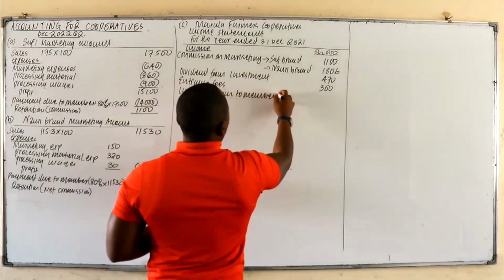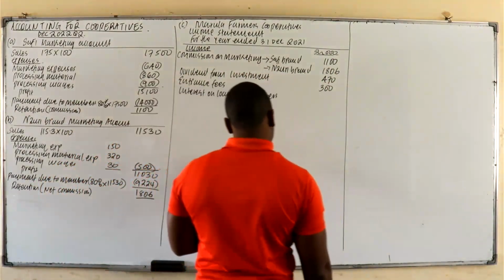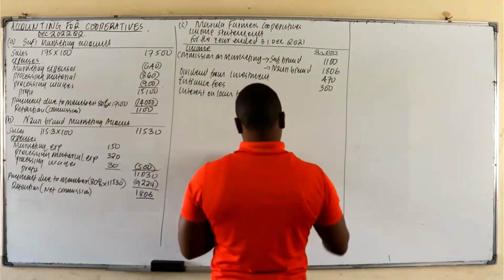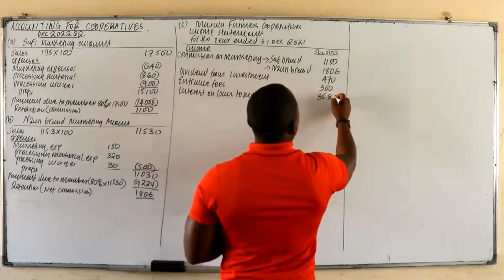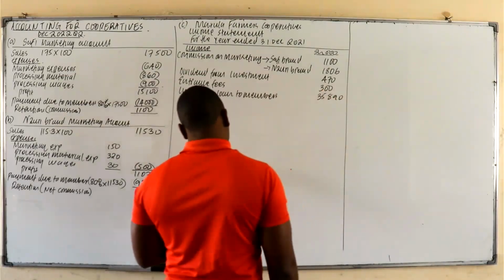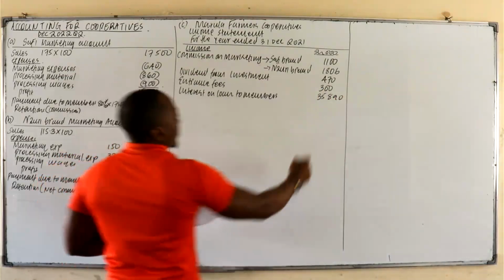So we gave the loan to members and then they paid the interest. So that interest would be an income. Get an amount of 35,890. Good. So even we can get the total income.